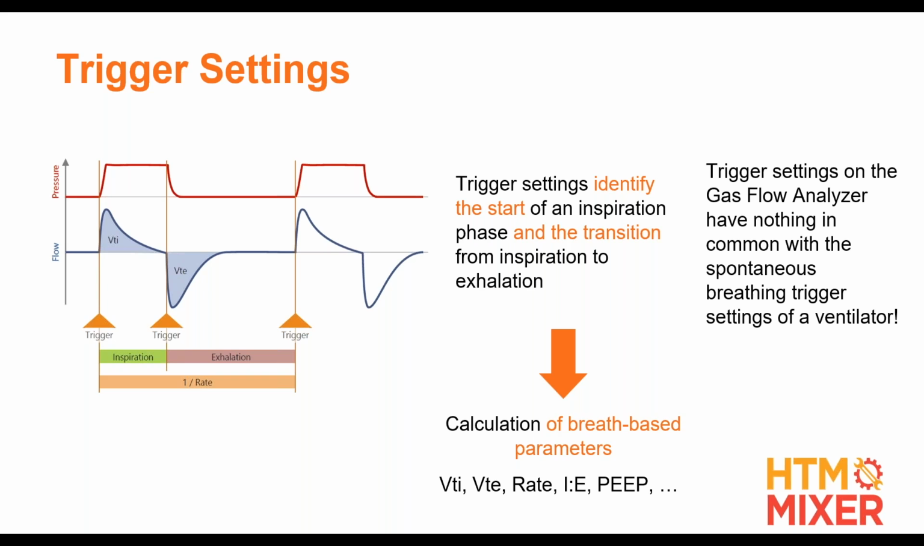By the way, trigger settings on your analyzer have nothing to do with trigger settings on your ventilator. Has anybody heard those two terms? Trigger settings on your ventilator are really a sensitivity setting, so the ventilator can tell when the patient wants to take a breath. Trigger settings on your analyzer, completely different. It's how does the analyzer know which breath phase we're in? And it seems like, oh, it should know, right? But we'll see some examples why it might not, or might not quite know.